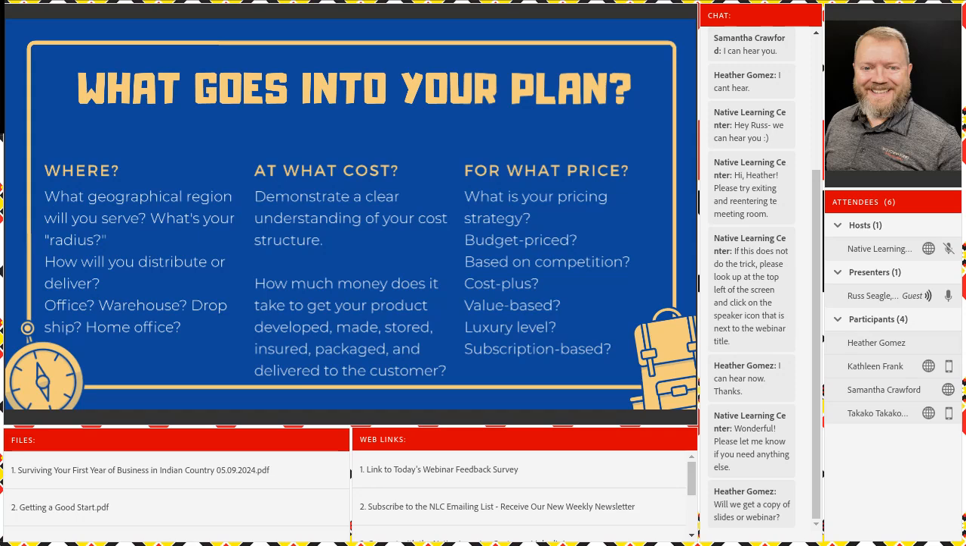How are you going to get your products or services to your customers? Where do you need an office? Do you need a warehouse? What are you going to need? Explain that to us. You need to be able to demonstrate a clear understanding of your cost structure.